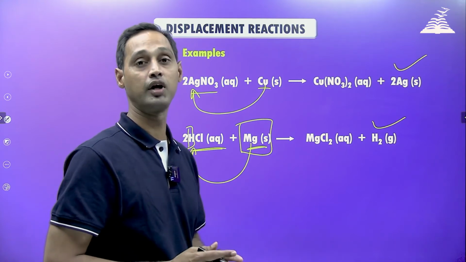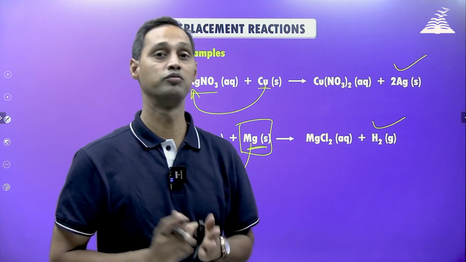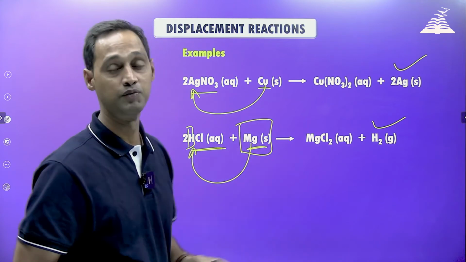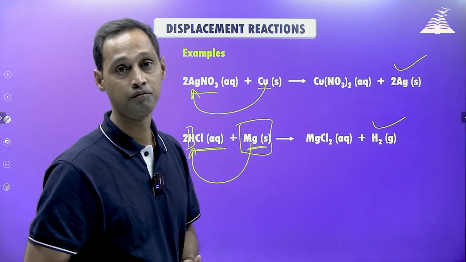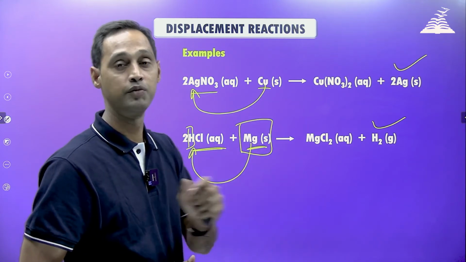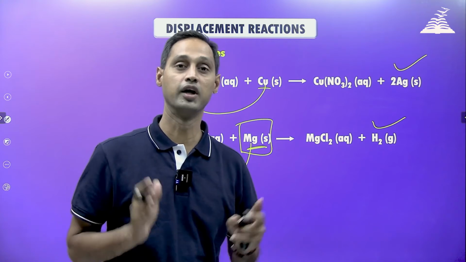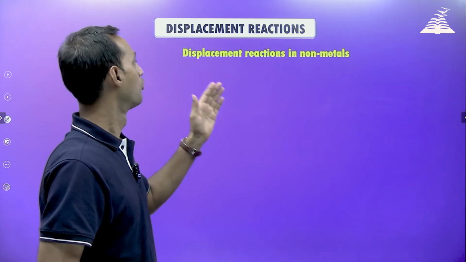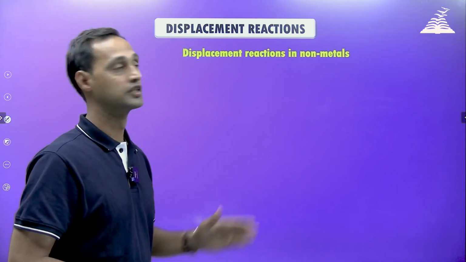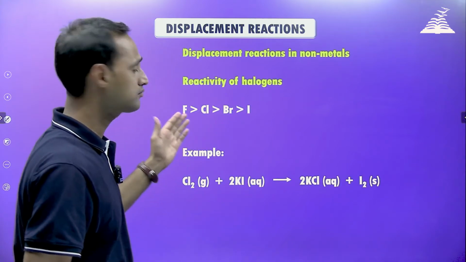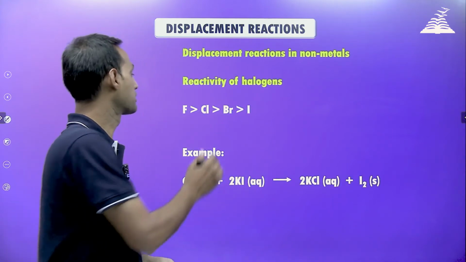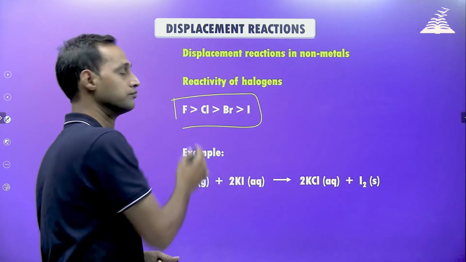A highly reactive metal displaces a less reactive metal. So these are single displacement reactions. Right? One element displaces the other element. Single displacement reactions. And now we are learning more about displacement reactions. Let's see halogens.